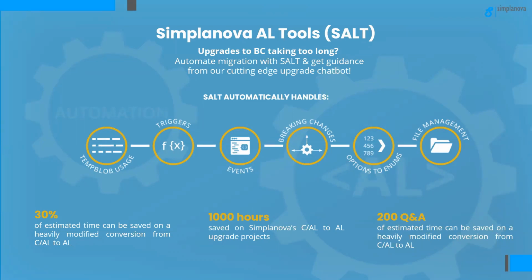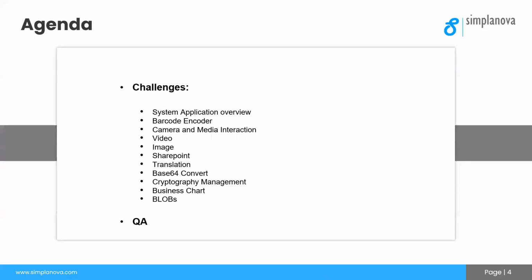So let's begin, first of all, with today's agenda. One of the things that help us with reworking various solutions and achieving some goals is utilizing some of the features that are available within Business Central's system application.